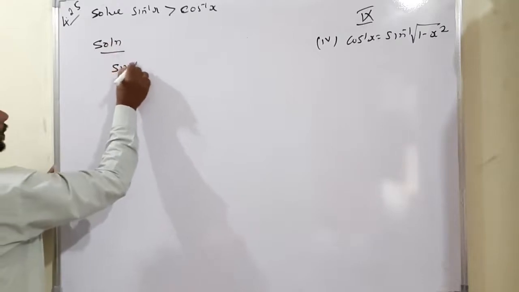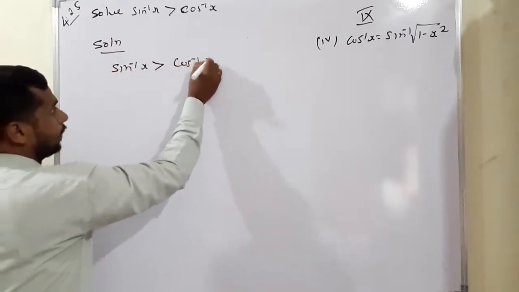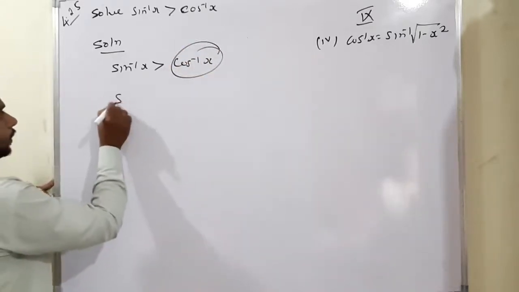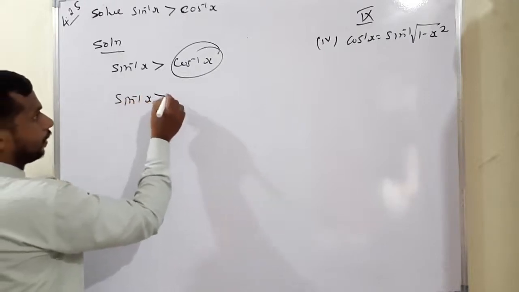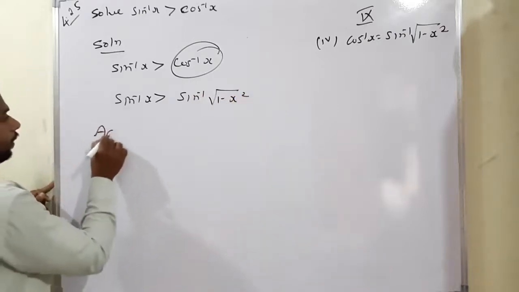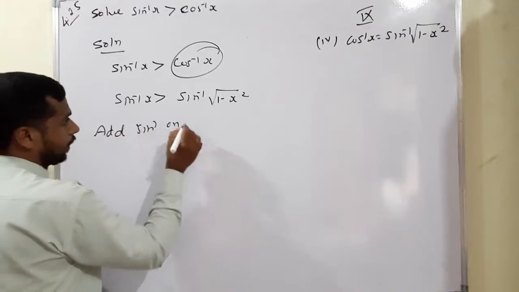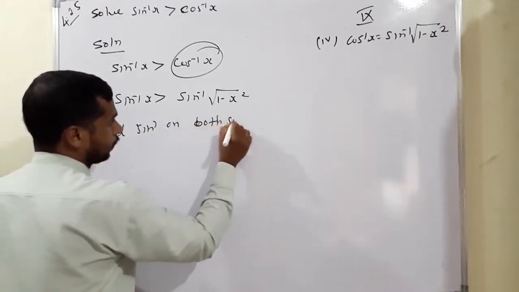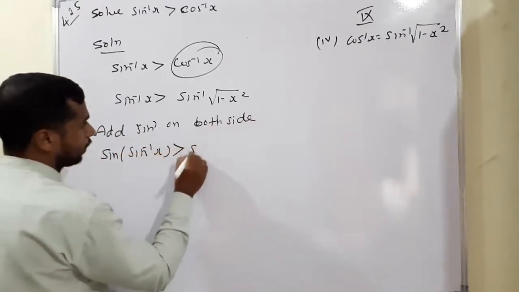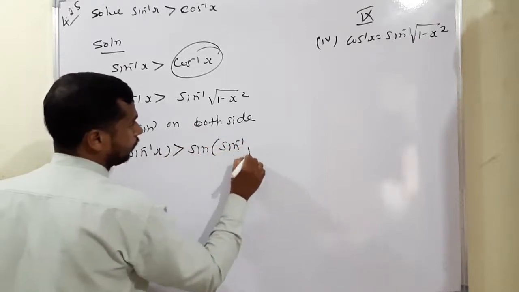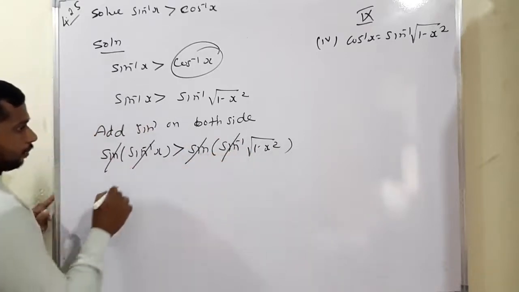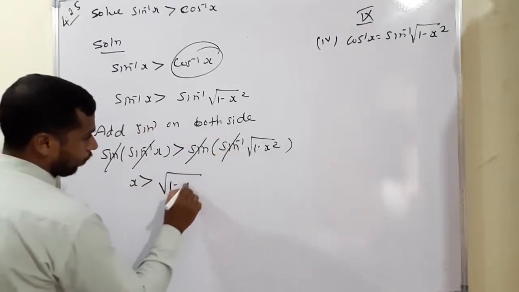Solution: the given condition is sin inverse x greater than cos inverse of x. So instead of cos inverse x we can write sin inverse of square root of 1 minus x square. Sin inverse x greater than sin inverse of square root of 1 minus x square. Take sin on both sides. What will happen? Sin of sin inverse of x greater than sin of sin inverse of square root of 1 minus x square. Sin and sin inverse cancel, so x greater than square root of 1 minus x square.